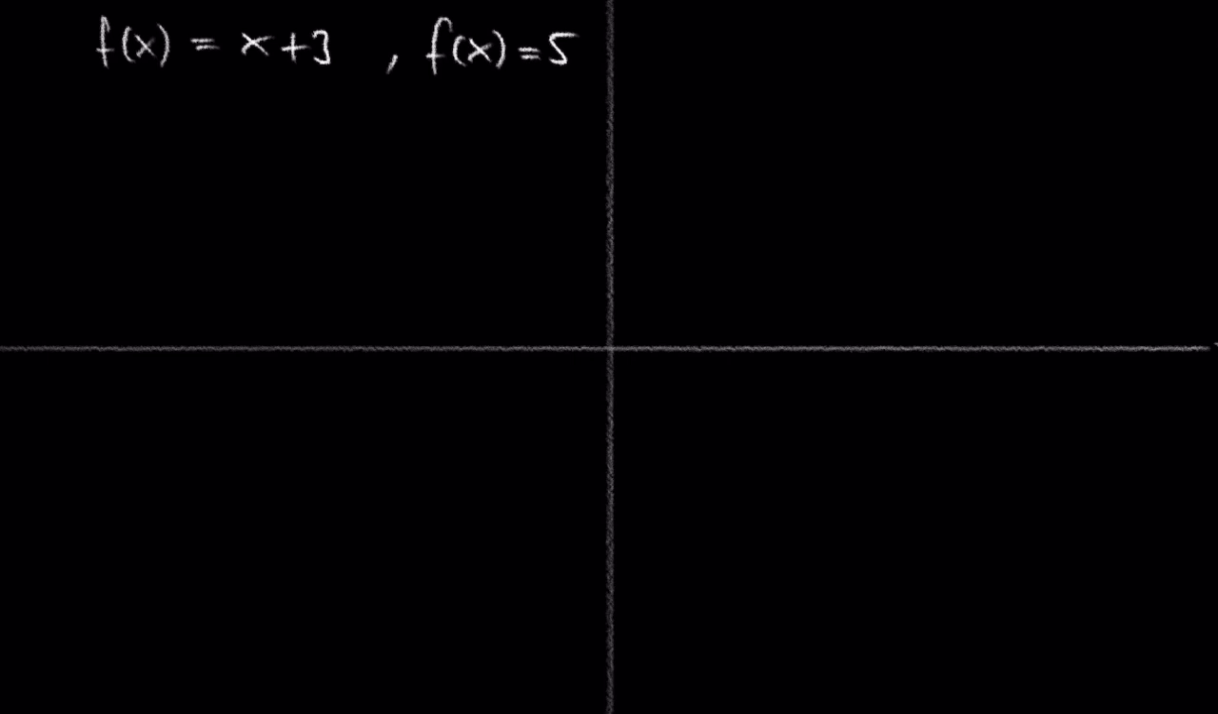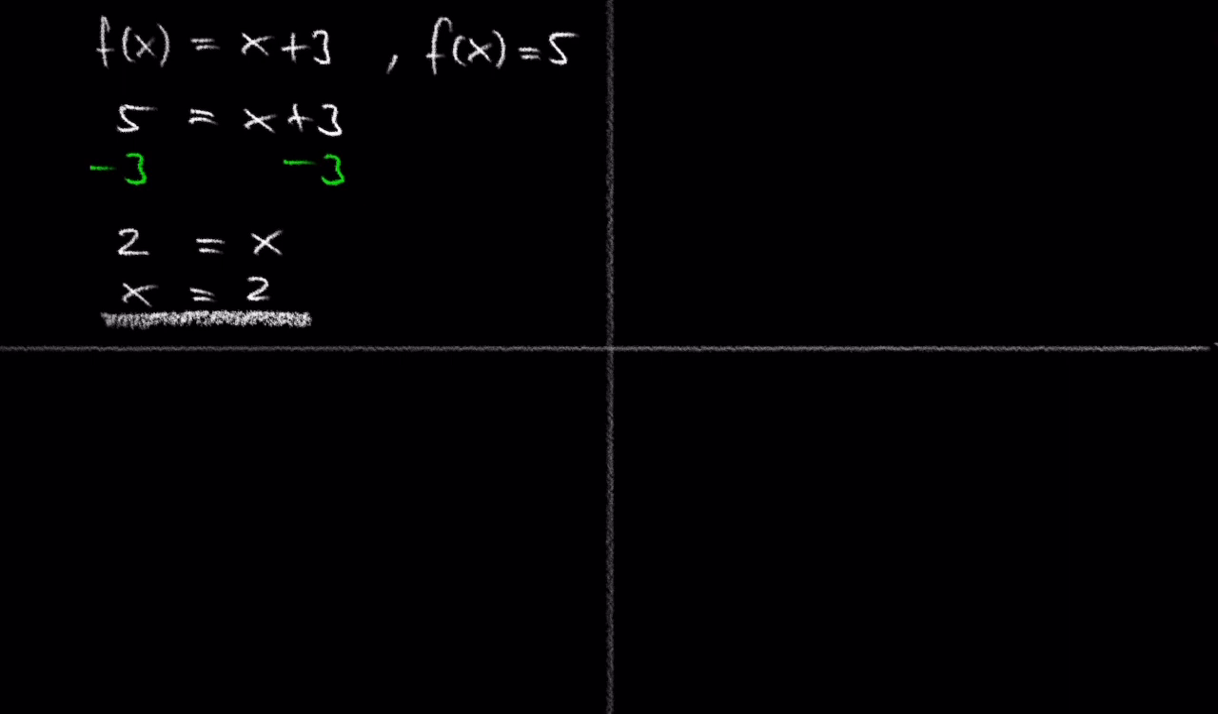So we can write 5 equals x plus 3. The next step is to subtract 3 from both sides. 5 minus 3 is 2, and 3 minus 3 cancel each other out. So we get x equals 2, and we're done with this problem.